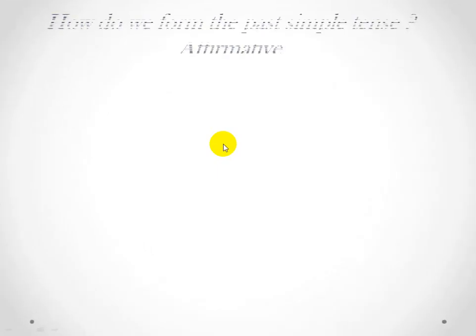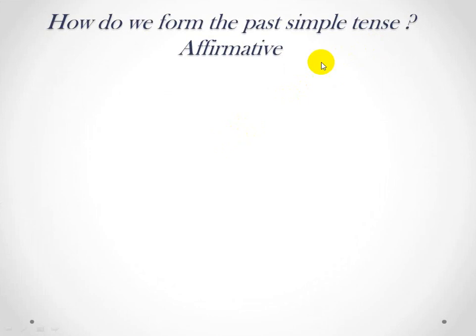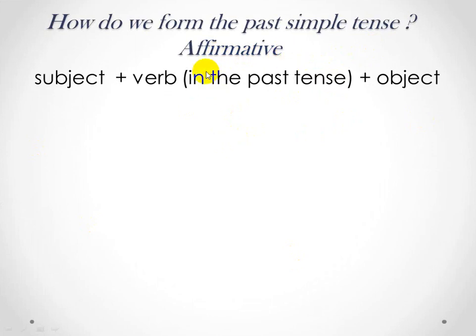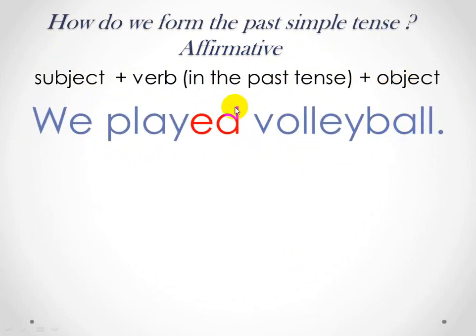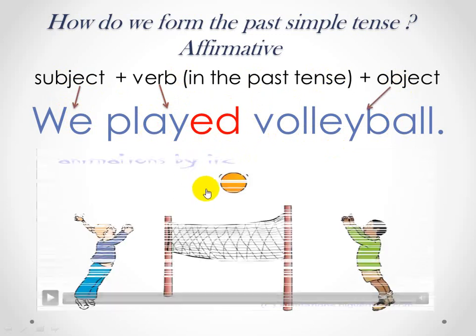The question is, how do we form the past simple tense in the affirmative way and then in the negative way? First, in the affirmative way, I start with the subject, then the verb in the past tense, then the object. For example, we played volleyball. We is the subject, played is the verb in the past tense, play plus ed, and volleyball is the object.